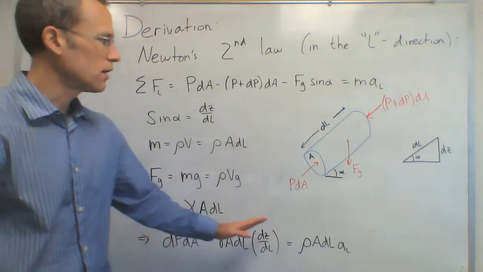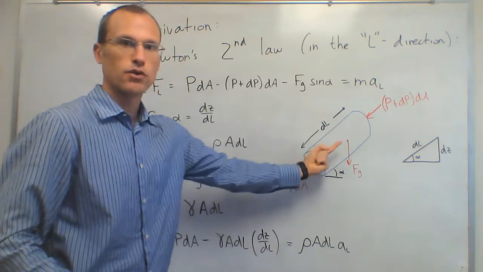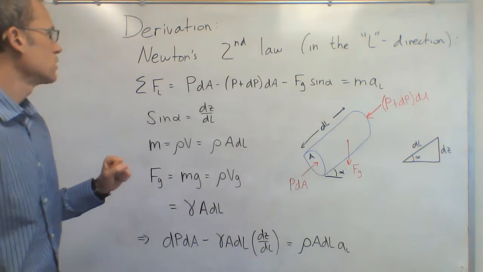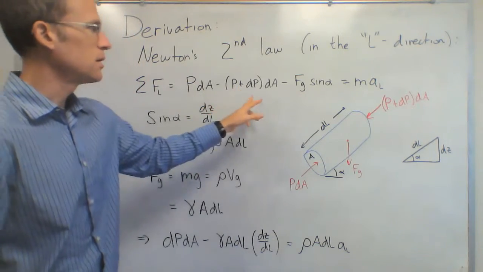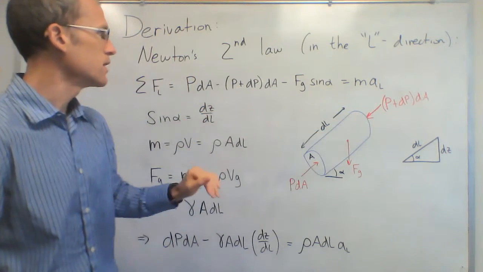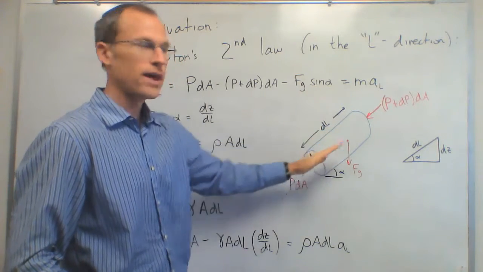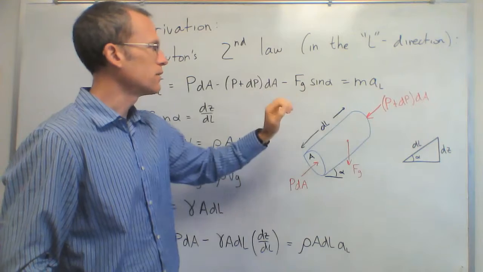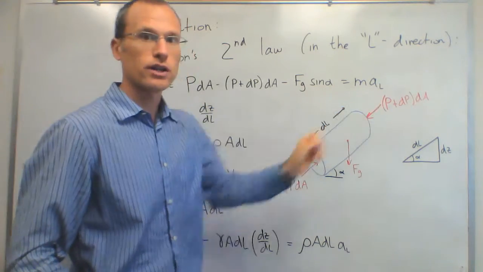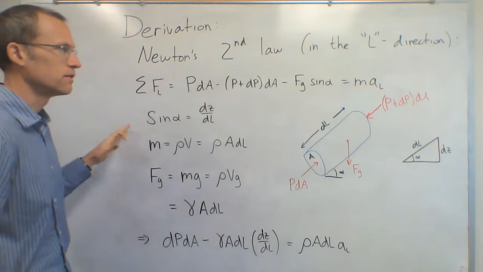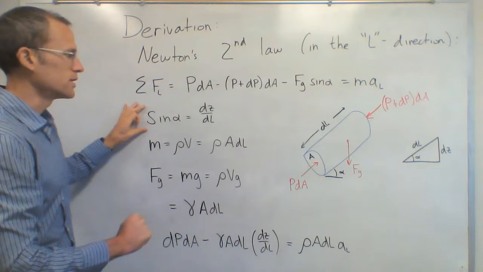So Newton's second law in this direction, I'm going to call that the L direction, L being positive upwards at that angle. So in terms of all my forces, I have P dA pushing up, so positive, P plus dP pushing down, that guy's negative, and then Fg going straight down. I only need the L component of that, which is sine alpha. So Fg sine alpha gives me mass times acceleration, Newton's second law. Again, acceleration in that L direction. And then a little bit of geometry, sine alpha based on my triangle, opposite over adjacent, is dz over dl.